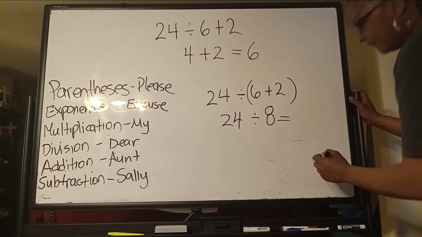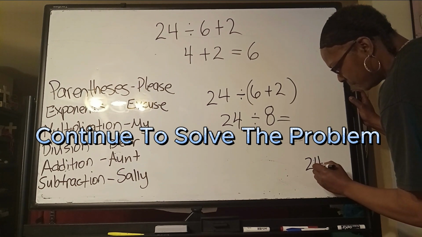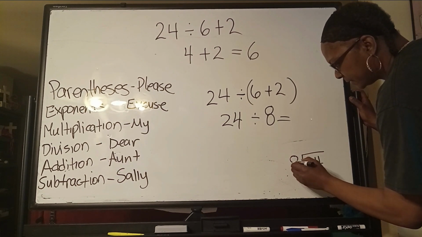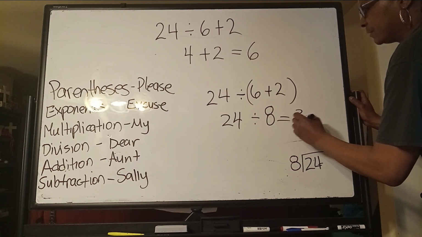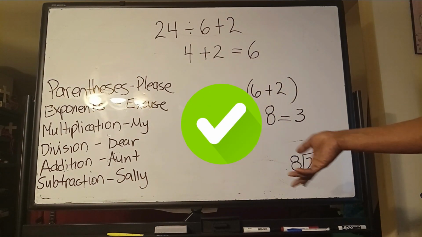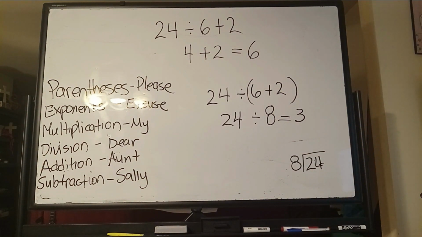Now this 24 divided by 8 is the same as 24 in the house with 8 on the outside. 3 groups. And that gives you a 3. So you see how the answer changes once parentheses are involved. So therefore, if you do not solve the problem using order of operations correctly, you will not get the correct answer. Great job.